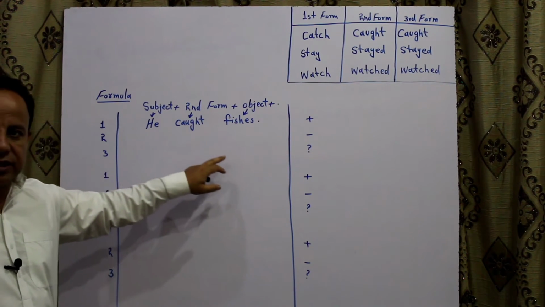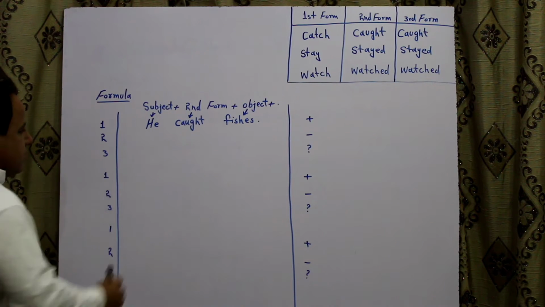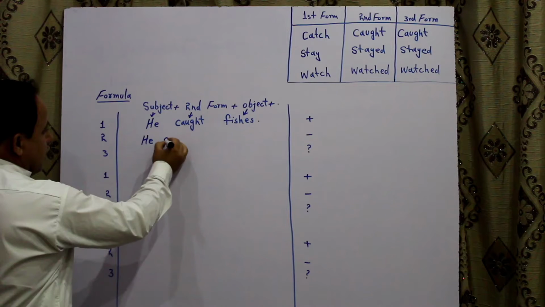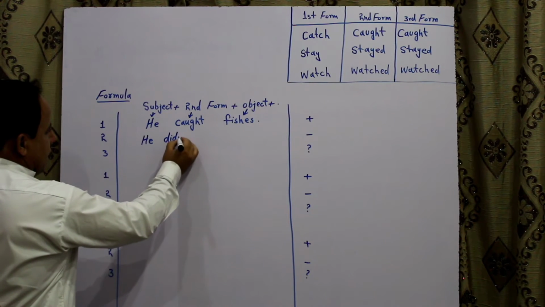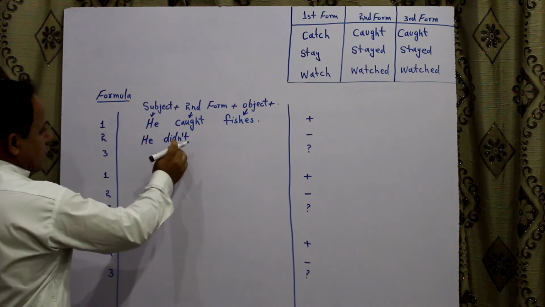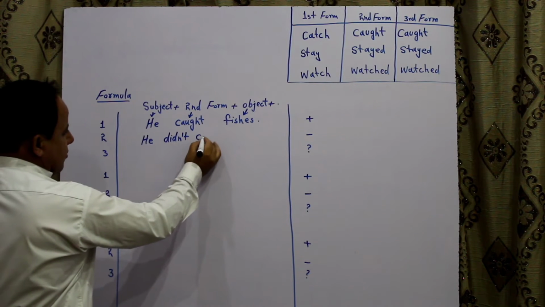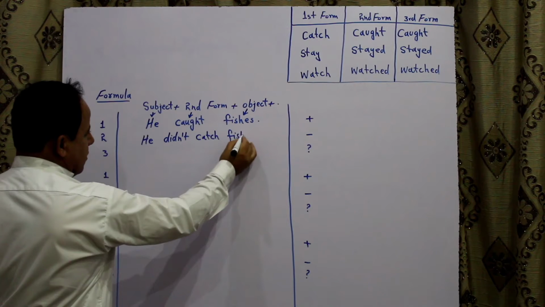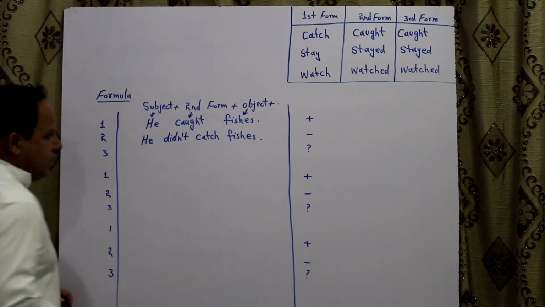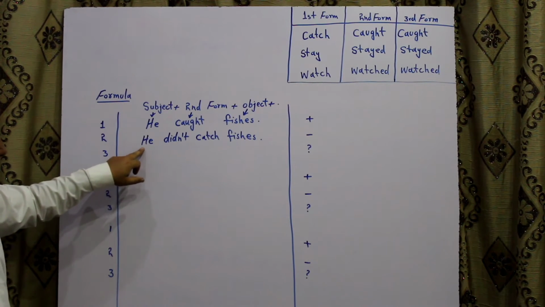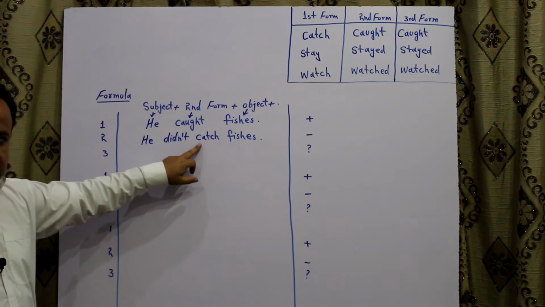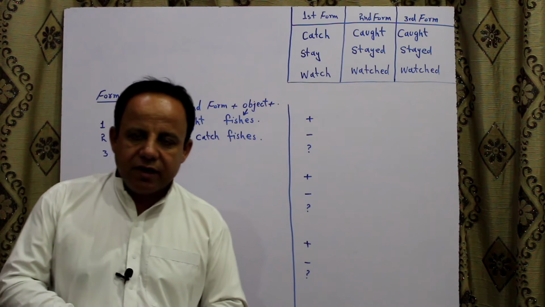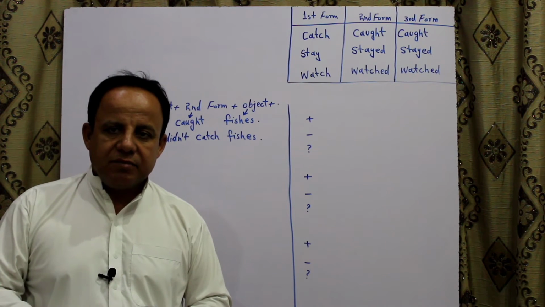He caught fishes. Now how to make the negative sentence? For the subject we write he, and the helping verb is did: he didn't. Now here we write catch, the first form: catch fishes. Now this is our negative sentence. As you know, after the subject we use did not and the first form of the verb plus object, because two second forms we cannot use unless it is a compound sentence.